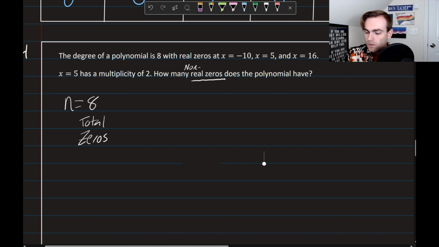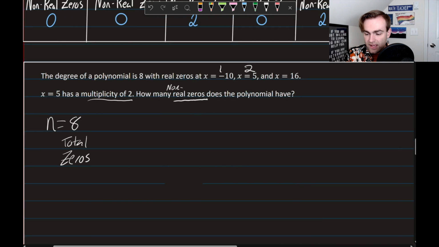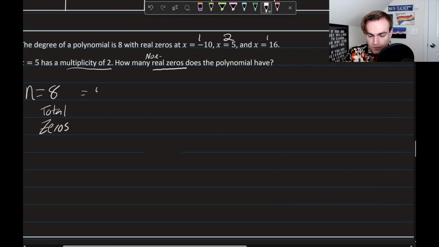So let's count the number of zeros we have. We have 1 at -10. Because of our multiplicity of 2, we have 2 at 5. And then we have 1 at 16. So we have 4 real zeros. For polynomials, if there's a total of 8, that means we have to add something to it. How many complex zeros are non-real zeros? Let's put that as non-real for us.